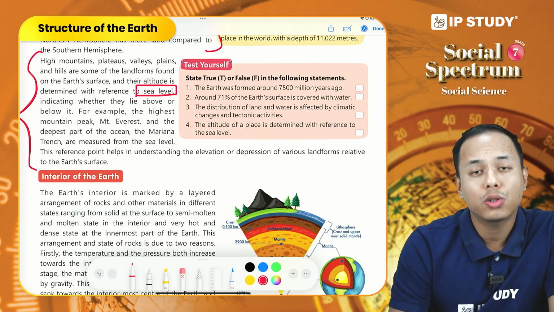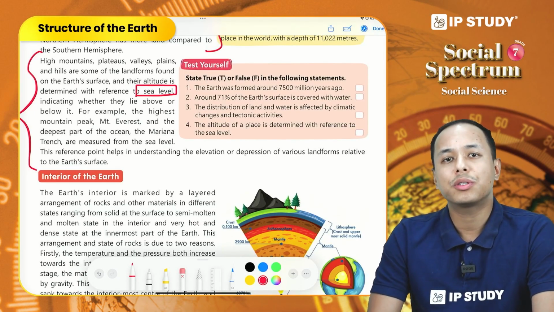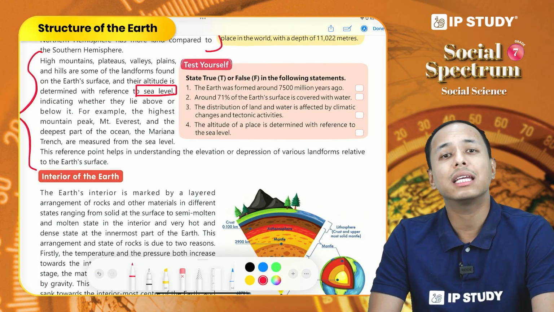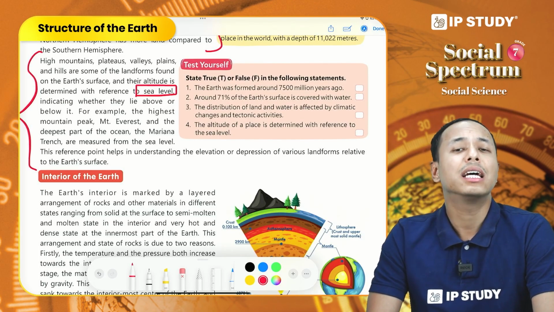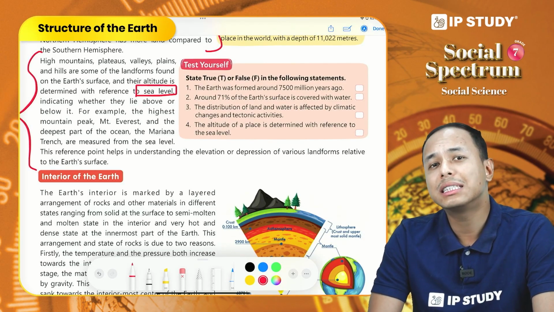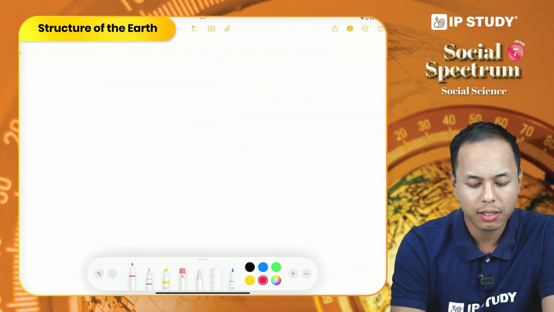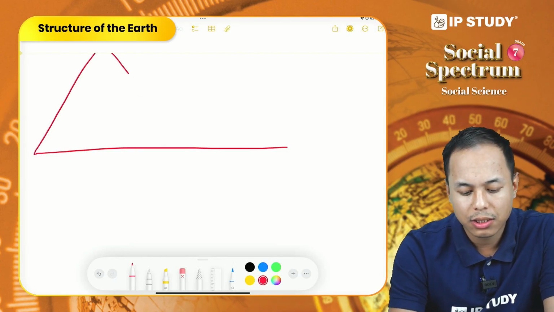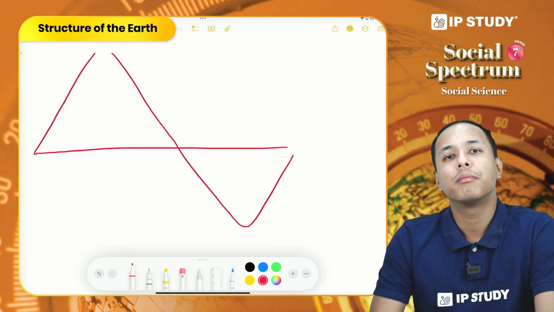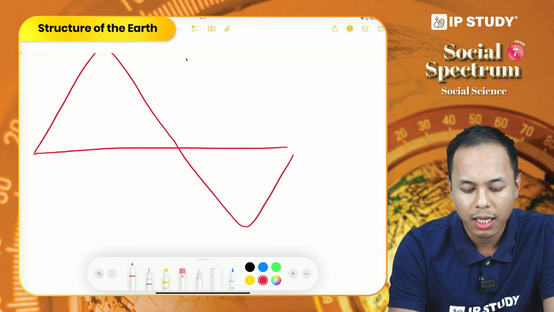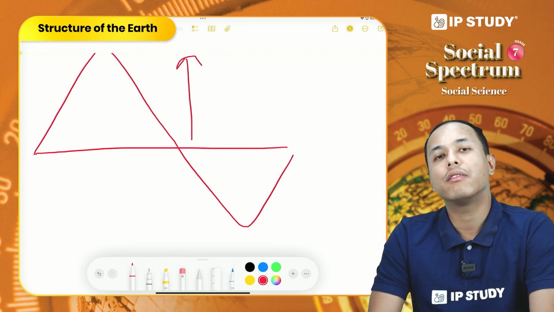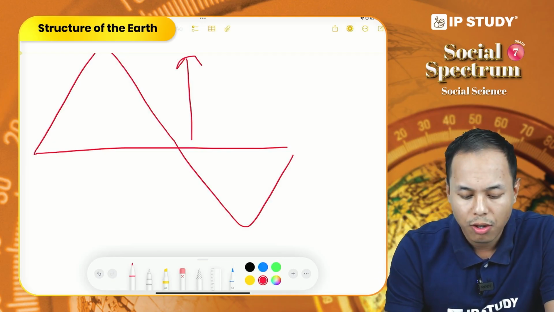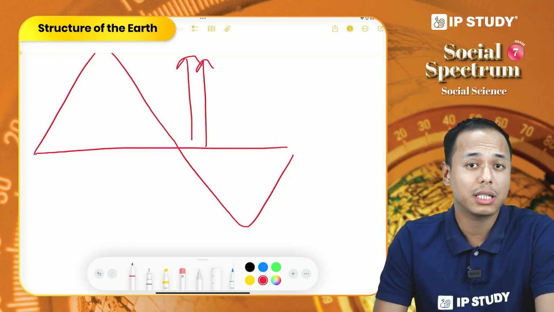Mountains, hills, plateaus, plains, and trenches are all different landforms of the earth, and their altitude or elevation is determined with reference to sea level. Sea level is a reference point that helps us determine the altitude or depth of a particular landform. For example, when we say the elevation of Mount Everest is 8,848 meters, that means from sea level the height of Mount Everest is that much.